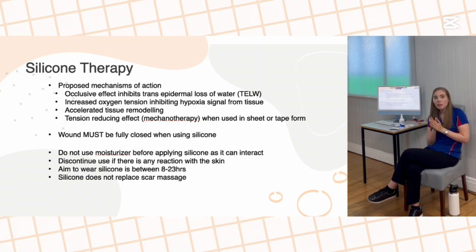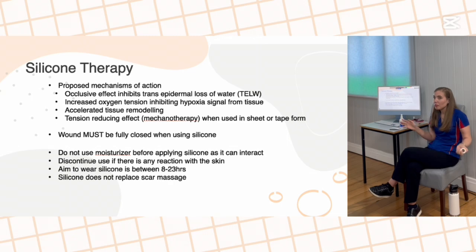But with silicone, people always wonder, what does it do? So it basically stops epidermal water loss, and so it's really creating a good moist environment. We've got increased oxygen tension, and by inhibiting hyperoxia from the signal tissues, it's accelerating tissue remodeling, and also we've got the tension effect of having something on top. So that's what our tape would be doing.